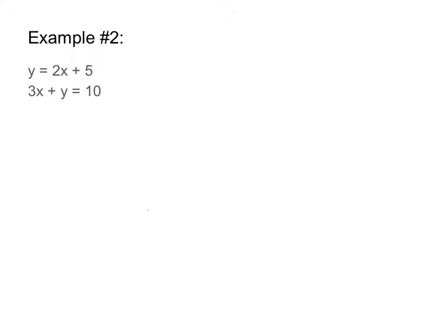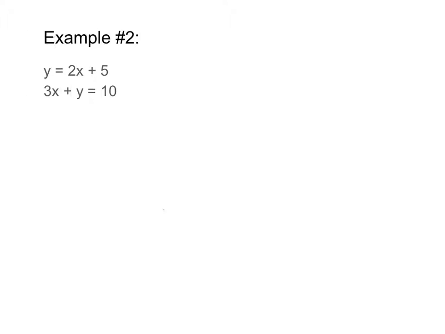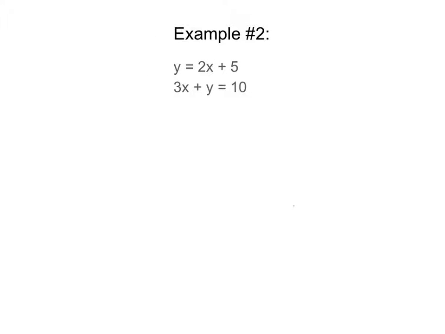All right, so if we are looking at this equation here, I'll move it to the top so you can see it. We have a system: y equals 2x plus 5, and 3x plus y equals 10. Now, step 1 is always to isolate one of the variables. So we're going to try and isolate one of the variables here.